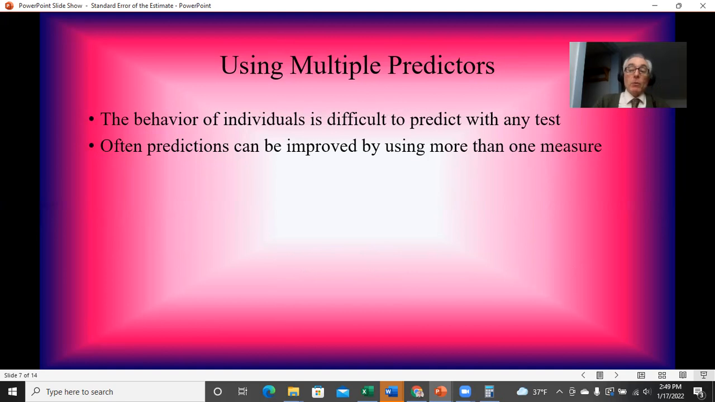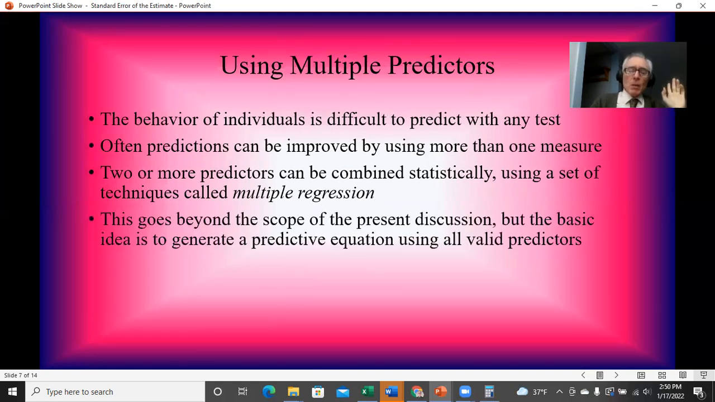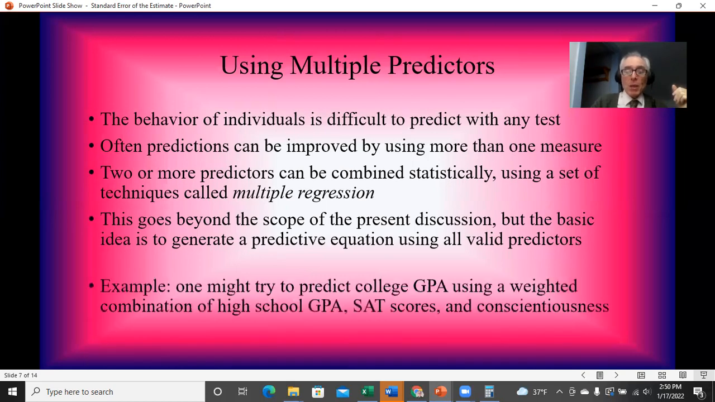So if I find that there are 3 different things, each of which has some validity at predicting an outcome, I can put them all together in some cases using a kind of procedure called multiple regression. That goes beyond anything I'm covering in a statistics or psychometrics class, but it's important for those of us reading journal articles to realize that this is a frequent procedure. So the idea is that if I have multiple predictors, each of which has some validity, I'm going to have a more highly valid or more accurate prediction possible by putting them all together.